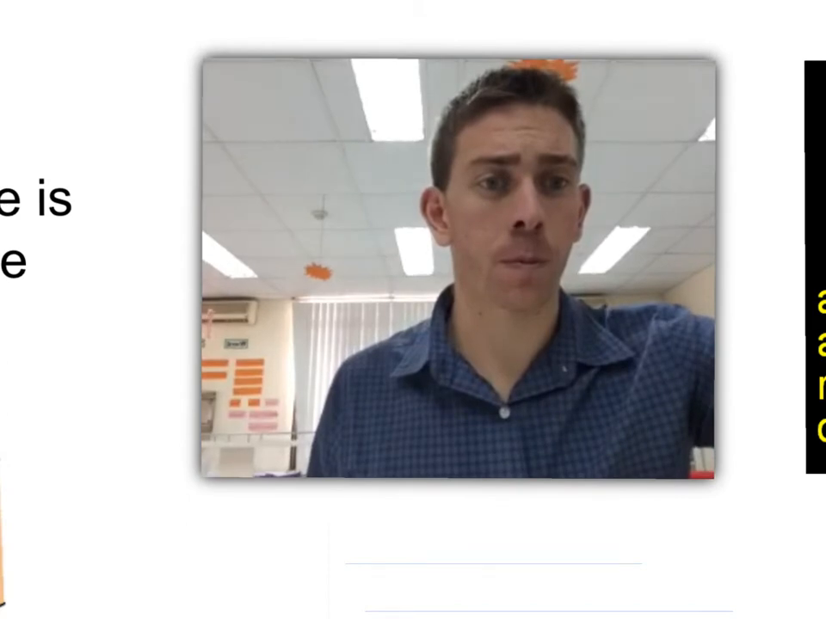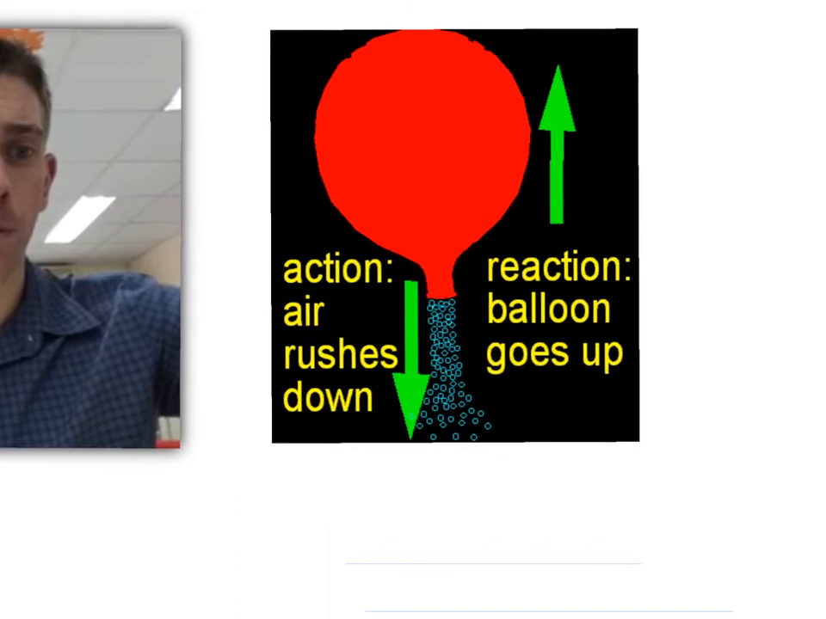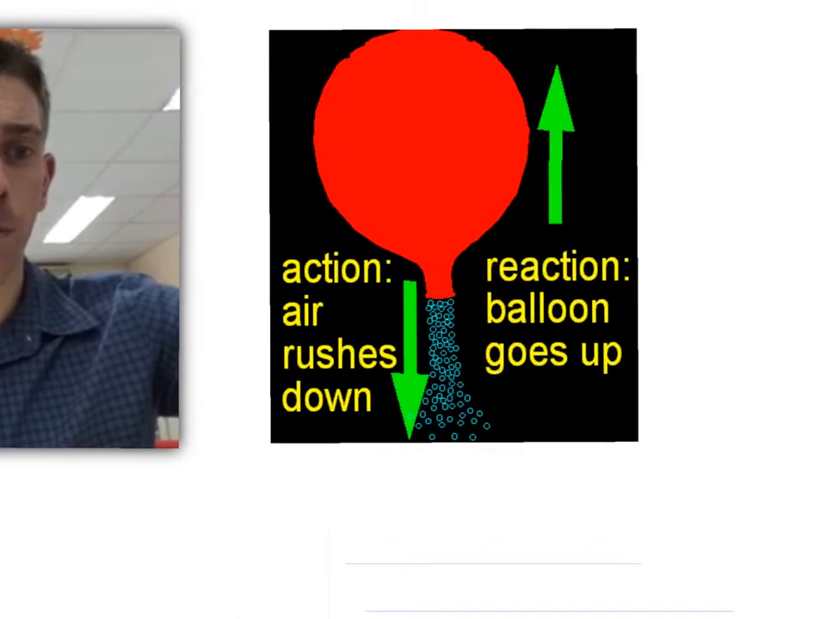Well, the reason it zooms off is because air rushes down. When that air rushes down out of the balloon, there's an equal and opposite reaction. So the balloon goes the opposite direction with the same amount of force as the air coming out. So if you blow a balloon up bigger, it will go faster because there's more force. There's more air coming out, so there's more force on the balloon to go in the opposite direction.